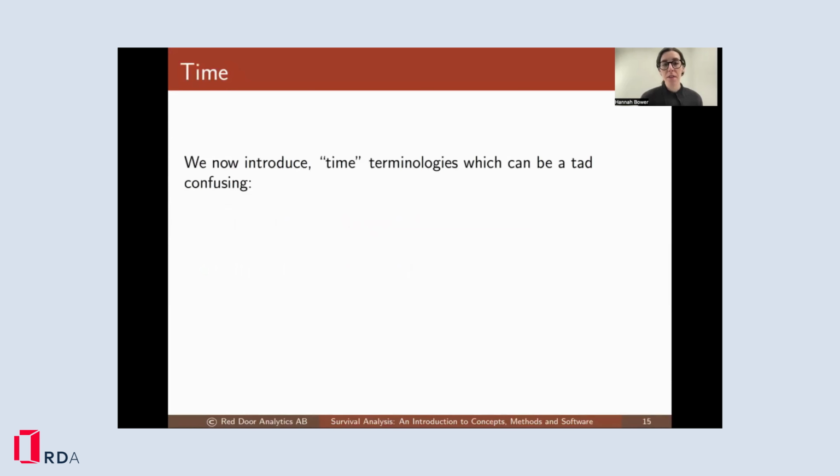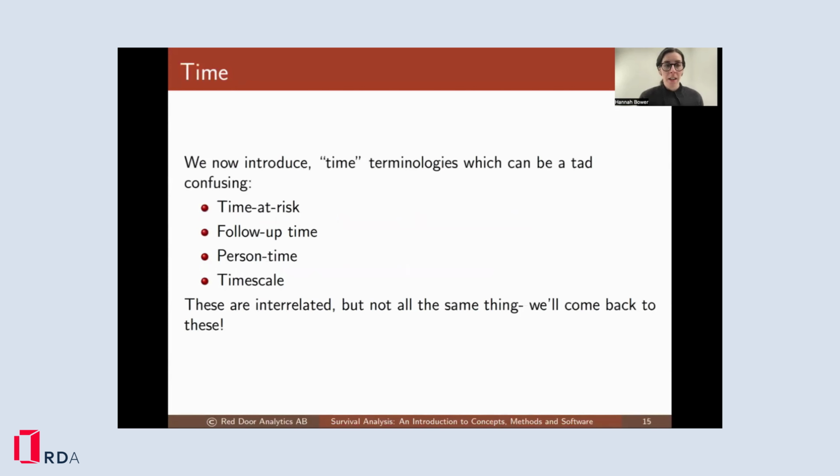Now, there are lots of time terminologies which can be a little confusing. There's something called time at risk, follow-up time, person time, and time scale. Now, these concepts are interrelated, some of them more than others. They're not all the same thing, and we will come back to defining what these are.